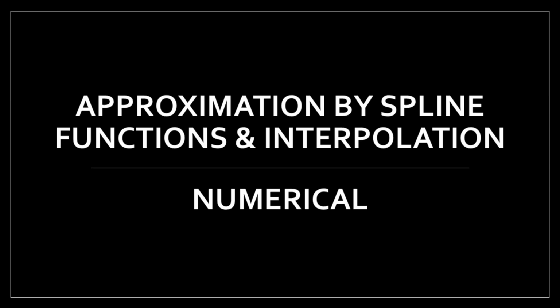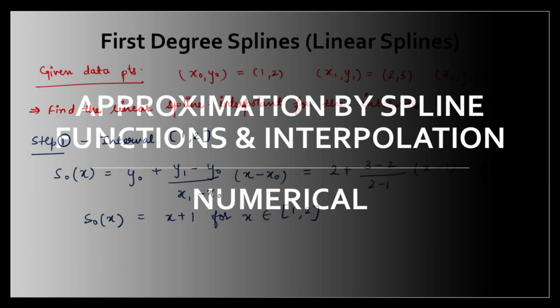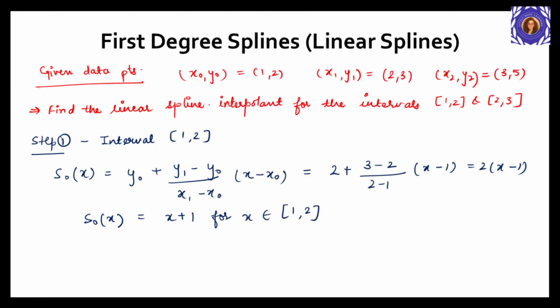In this video, we are going to have a look at numerical examples of approximation by spline functions and interpolation. So the first numerical example is the first degree splines or the linear splines. We are given data points x0, y0, x1, y1 and x2, y2. And we need to find the linear spline interpolant for the intervals 1, 2 and 2, 3.